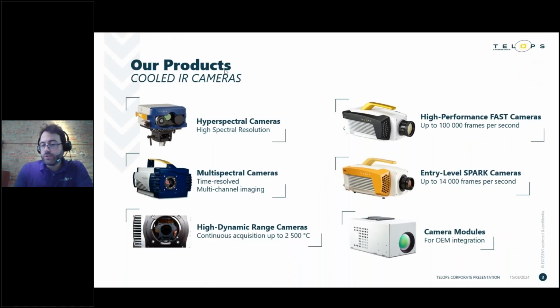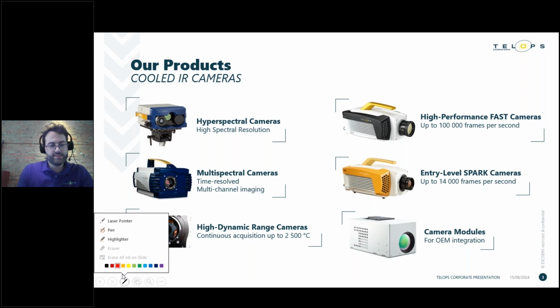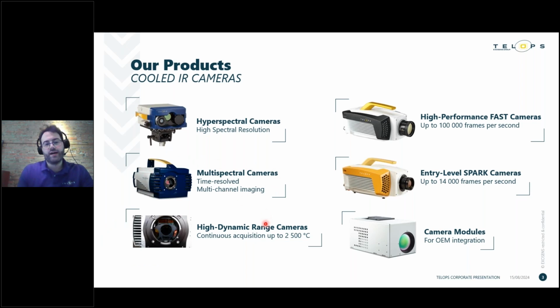Telops has a multitude of different products. Today we'll be focusing on the infrared broadband cameras and a little bit of multispectral cameras. So these are the cameras that we can see from the second point here. So that's multispectral cameras. And then we have the high dynamic range, high performance fast cameras, and the entry-level Spark cameras that do offer still a very high level of radiometric accuracy, just at lower speed. The hyperspectral cameras are a very interesting, powerful instrument that is offered by Telops as well, but that is more part of another webinar.